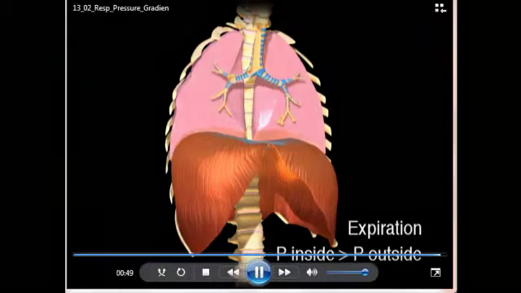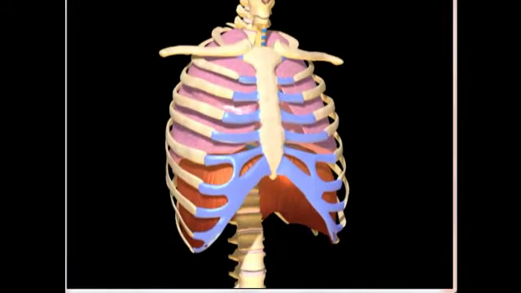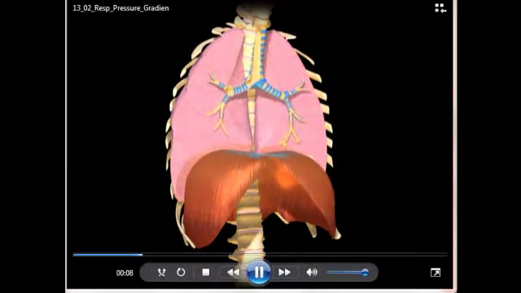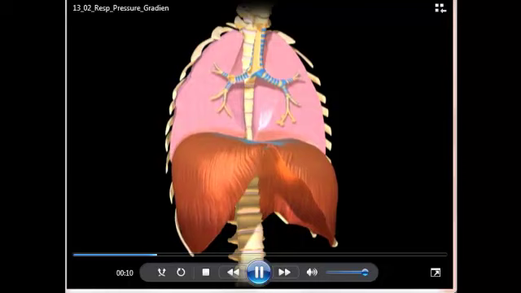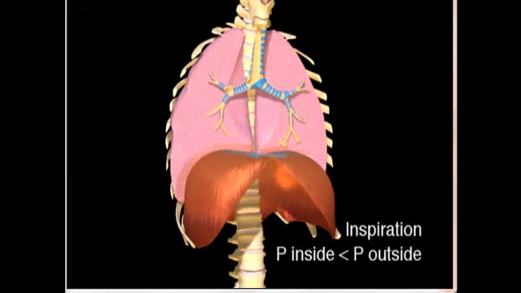I'll play this one more time, and as we watch this, let me mention also the pleural membranes and their role in this. Obviously the diaphragm is important, and the intercostal muscles are important. We already talked about the pleural membranes, the parietal and visceral pleural membranes, and the space between the two membranes is filled with fluid. And that space has a negative pressure inside.